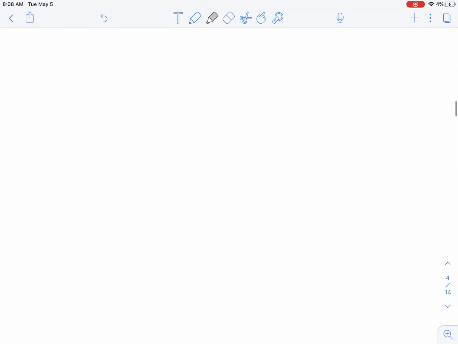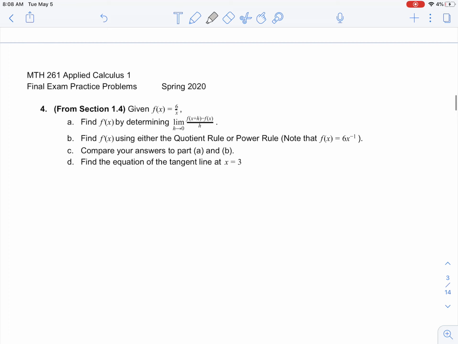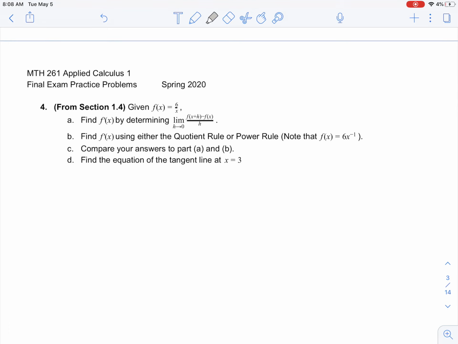I'm going to go over number 4, the fun difference quotient problem: simplify and find the limit as h approaches 0. I know you're okay with part B, using the power rule or quotient rule, but part A is something that we did at the very beginning of the semester in class.